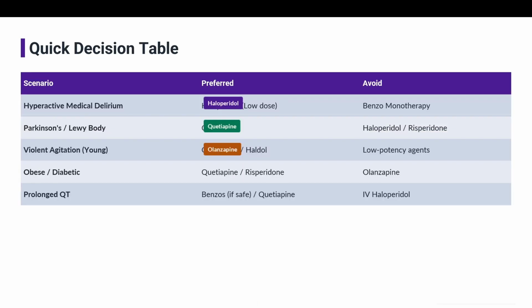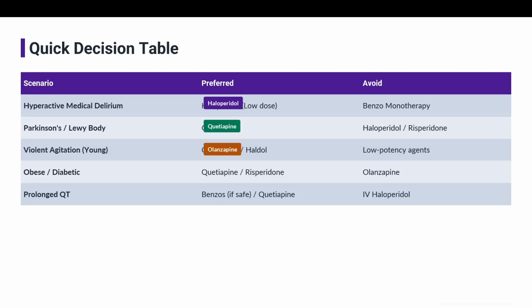So, a quick decision table. If the patient is having hyperactive medical delirium, haloperidol is the most preferred choice. Always use caution in Parkinson's disease and QTc prolongation; try to avoid haloperidol. Avoid benzodiazepine monotherapy for hyperactive medical delirium. In case of Parkinson's or Lewy body dementia, avoid haloperidol. In these cases, the use of quetiapine is always considered.